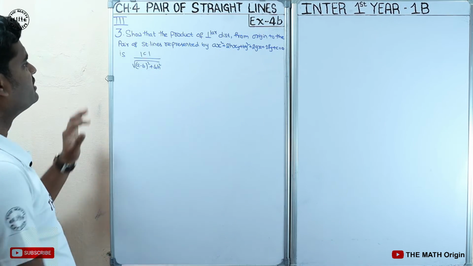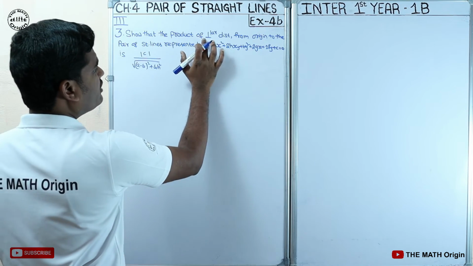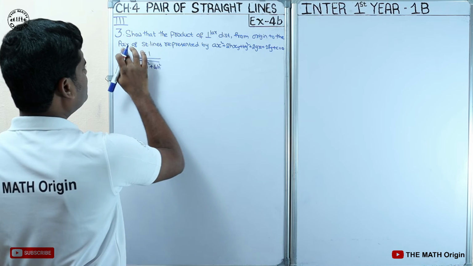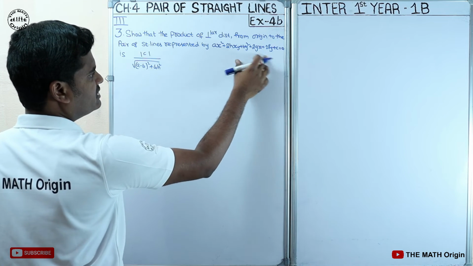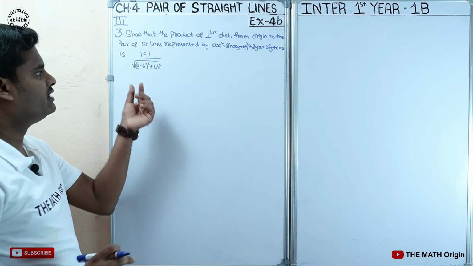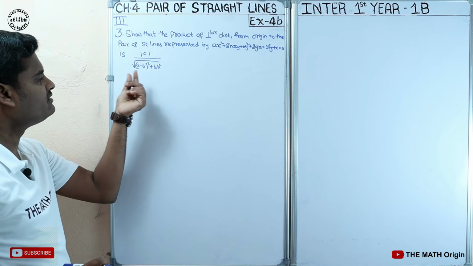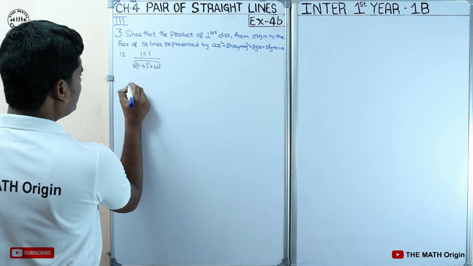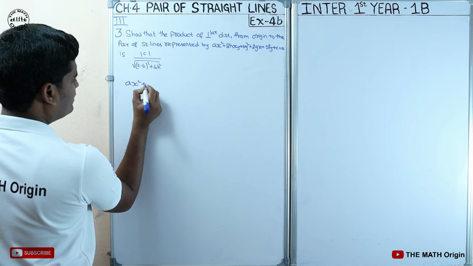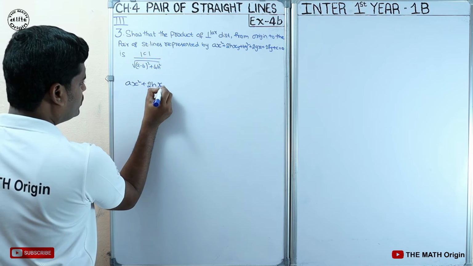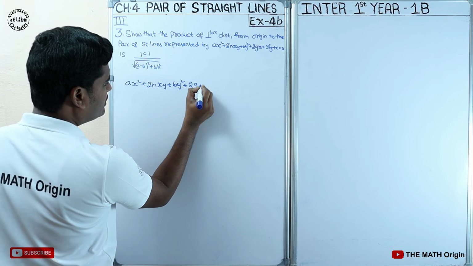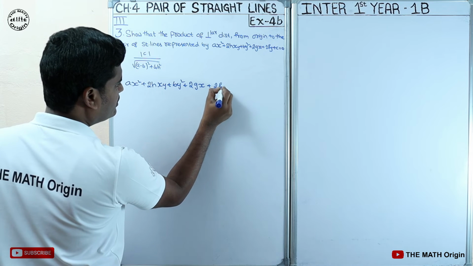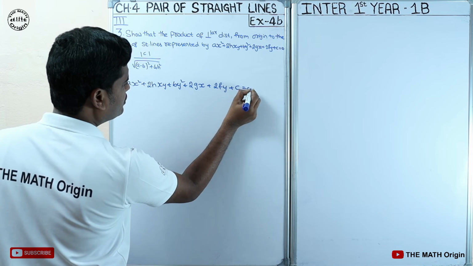Third question from the third section: show that the product of perpendicular distance from origin to the pair of straight lines represented by the general equation is modulus of c by root of a minus b whole square plus 4h square. Okay, let's take the given equation: ax square plus 2hxy plus by square plus 2gx plus 2fy plus c is equals to 0.